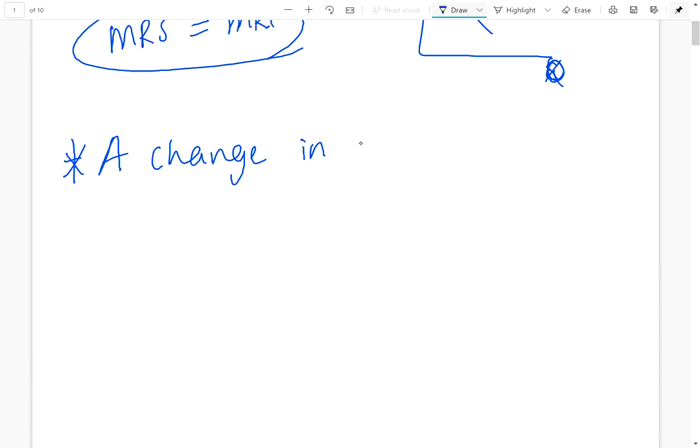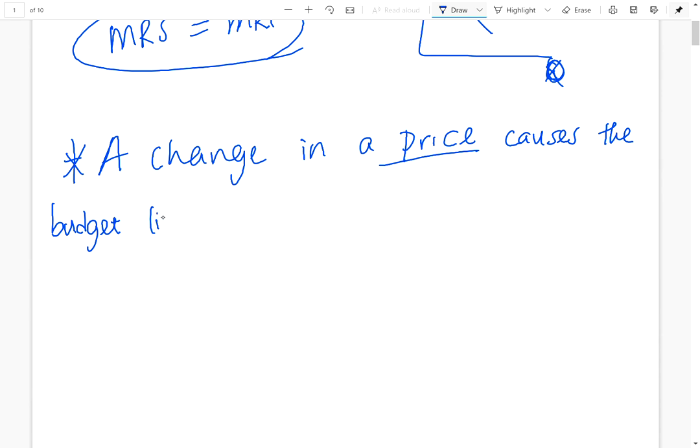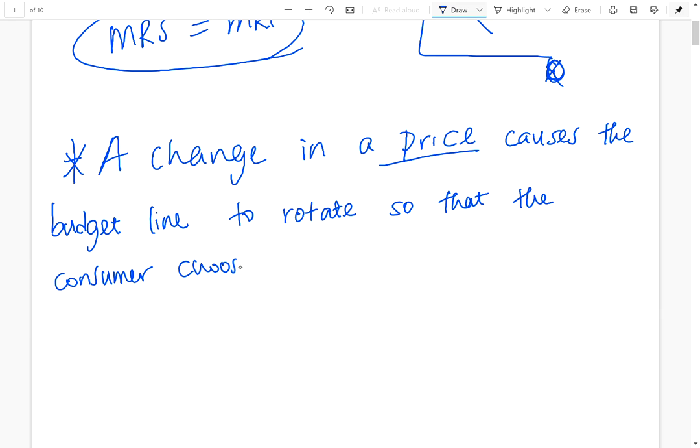All right, so we have that a change in a price causes the budget line to rotate so that the consumer chooses a new optimal bundle. Right?